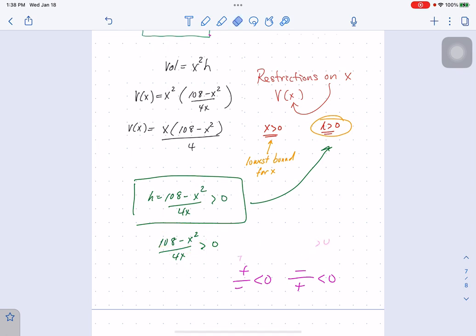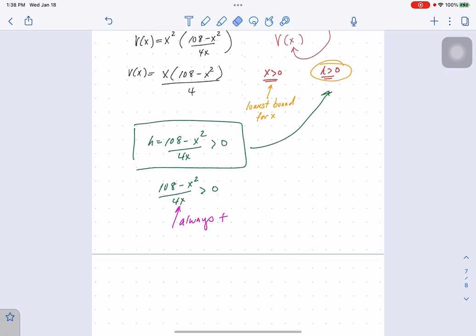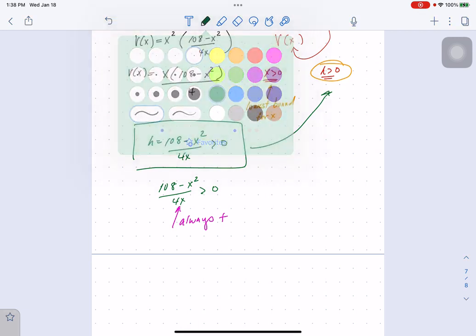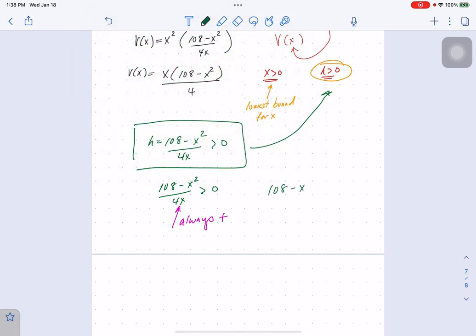So if I get rid of this, because I want that space to work, and if we examine the bottom, 4x, well, we know that x must be greater than 0. That's the lowest bound, so I can't be putting in a negative in here. So this is always going to be positive. That leaves only the top to change signs. So 108 minus x squared therefore must be greater than 0. I'm going to take the x squared to the other side.